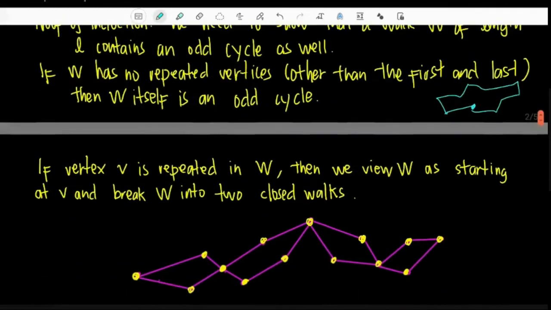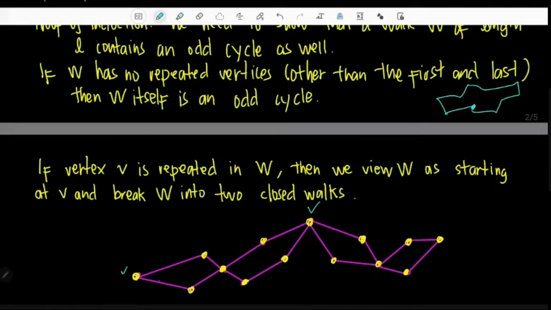So let's say you make a walk. Let's say you start here, you make a walk until you return here again. But by doing so, you repeat a particular vertex. Let's say this vertex here is repeated. It could be the only repeated vertex. It could be one of the repeated vertices. So all we need to do is to choose any of the repeated vertices. So let's say this is a repeated vertex.